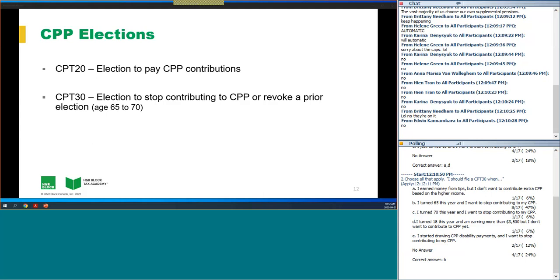If you turn 65 this year and you want to stop, yes, then you must file a CPT 30. Otherwise, they're just going to keep taking your CPP deductions off of your paycheck. If you turn 70, no, it's automatic. I think you all figured that out.